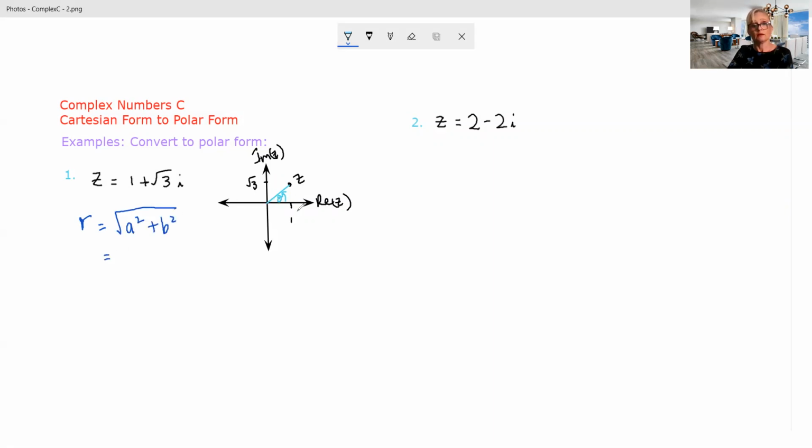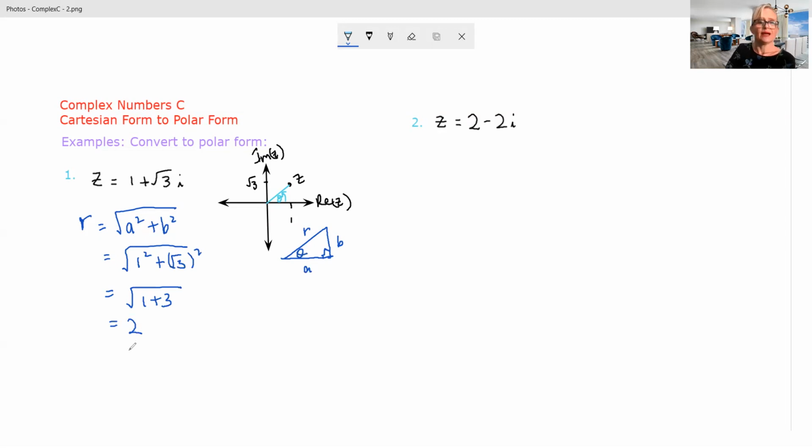Because here's our a and here's our b. All right, we've got our little triangle here. Here's our A, here's our B, and here's our R, and here's our theta. Okay, so A squared is 1 squared, B squared is √3 squared, which of course is 3. So we're going to get the square root of 1 plus 3, which is the square root of 4, which is 2. So we've got a nice, easy value for R.